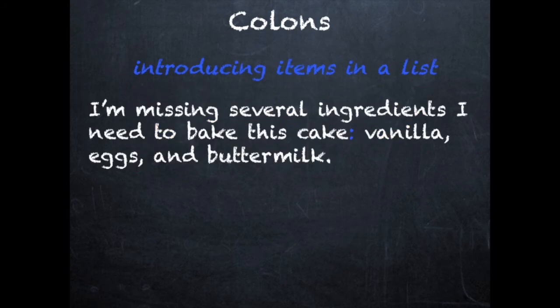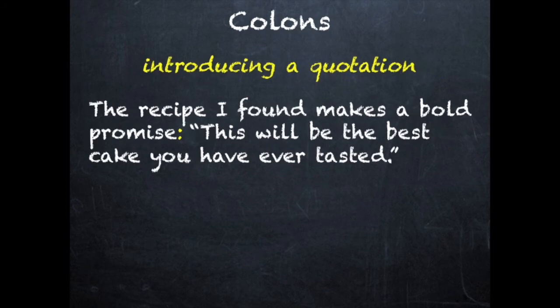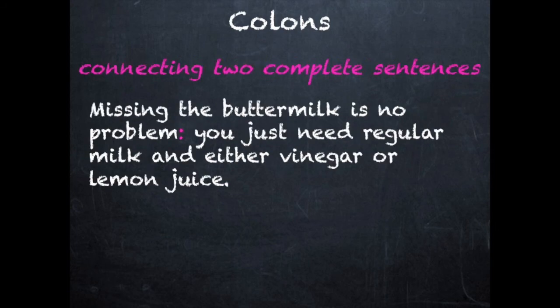So if you're introducing items in a list, it would look like this. I'm missing several ingredients I need to bake this cake: vanilla, eggs, and buttermilk. You can introduce a quotation. You have the introductory sentence. It's a complete sentence. The recipe I found makes a bold promise, and then you've got your colon, and then the quotation follows it. And then finally, you can connect two complete sentences. Missing the buttermilk is no problem: you just need regular milk and either vinegar or lemon juice.